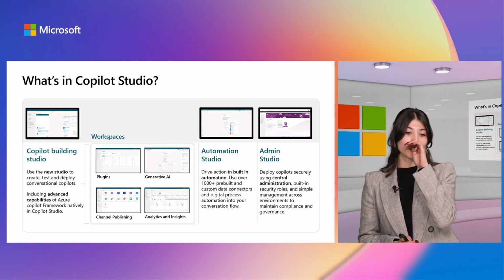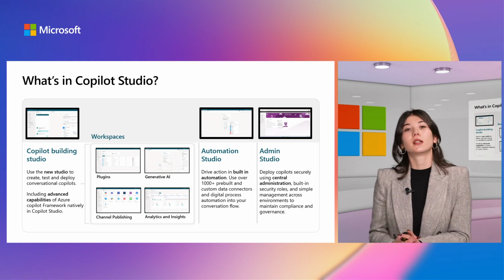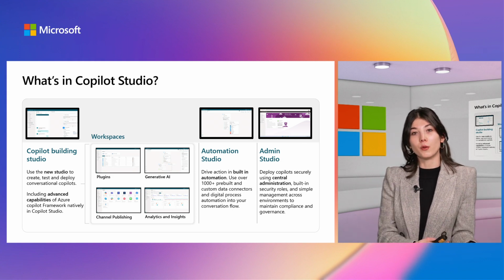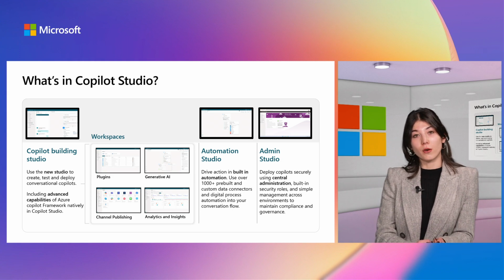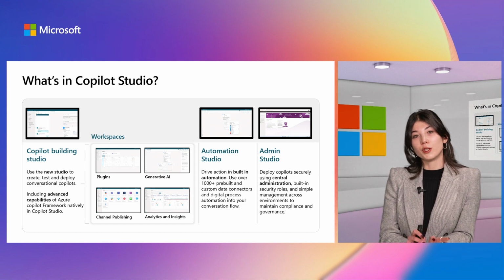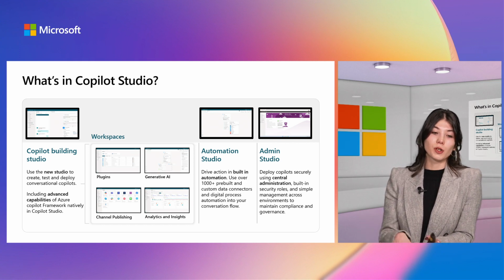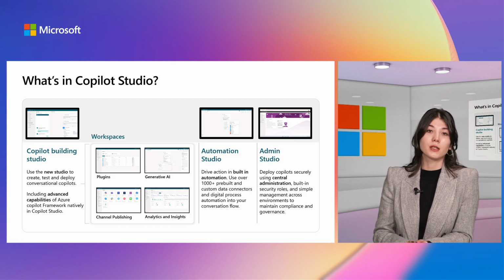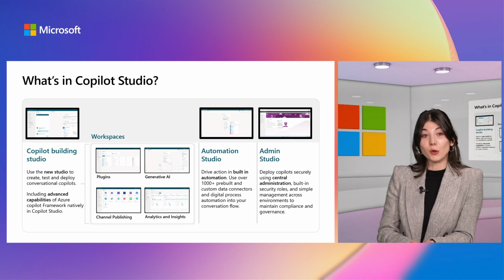Automation Studio is part of the added functionality, and this is because you can create automations from Power Automate that you can then connect to your Copilot so that when triggered in a conversation, it will run that workflow. And of course, the Admin Studio for central administration, where you can maintain everything compliant and with your governance framework.